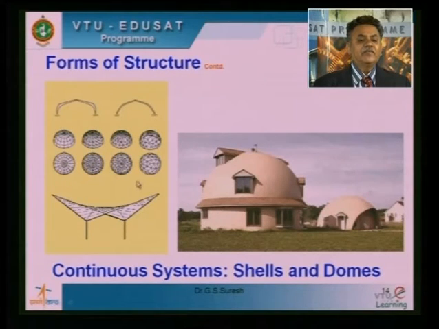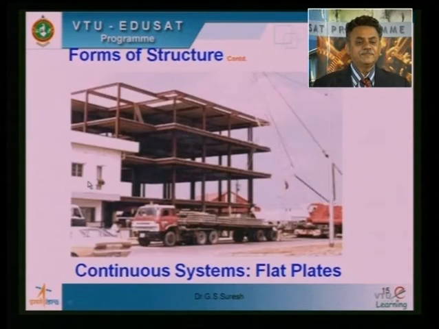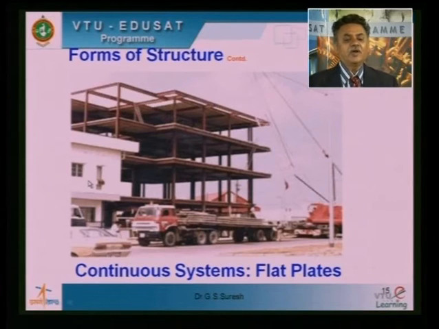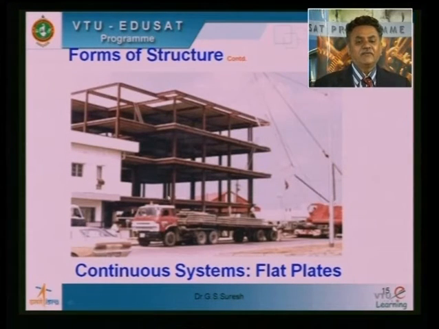Now, here we can see on the left side different forms of the shell or dome which you can construct using reinforced concrete or any other material. You can see these sketches. This is another form of continuous system called a flat slab. A slab resting directly on a column is called a flat slab. Here you can see a vertical column made out of steel, and the slab, which is in two dimensions, is resting directly on the column. It is called a flat plate or flat slab.